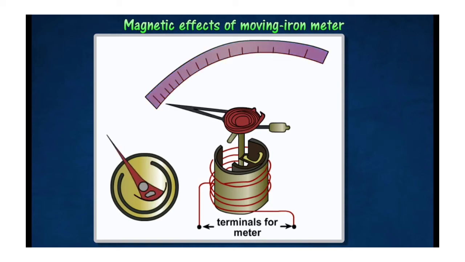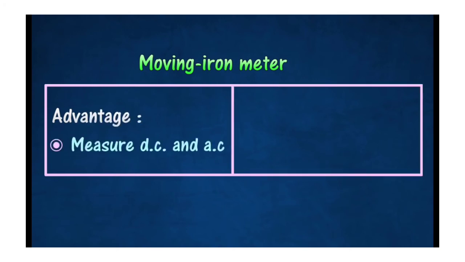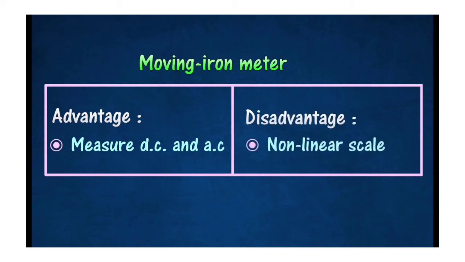The scale of a moving iron meter is non-linear, that is, the scale is not evenly divided. This is because the force of repulsion between the irons is not directly proportional to the current flowing through the coil. The advantage of the moving iron meter is that it can measure both direct current and alternating current. The disadvantage is that its scale is not linear.